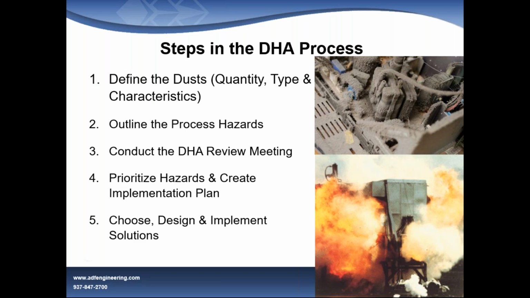The next thing you need to do is outline the hazards in your process, that is, identify all of the nodes or pieces of equipment that handle these materials. You conduct a DHA review meeting at your site.